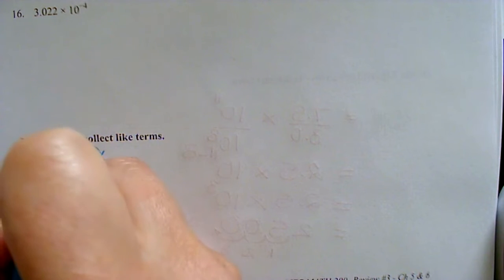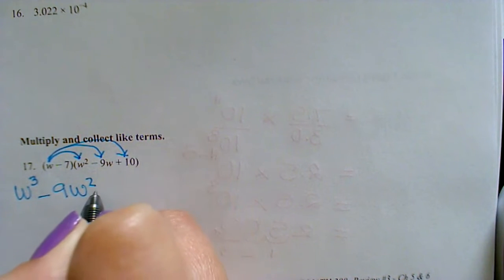Now, number 17 says multiply and collect like terms, or combine like terms. So we could do that. We're going to do W times W squared, W to the third power. W times negative 9W is negative 9W squared. And the last one is going to be 10W. So we just did that.